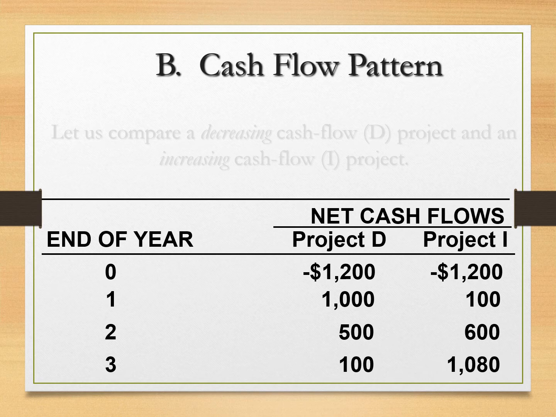For project D, it is receiving $1,000 in first year and $500 in second and $100 in third year. Whereas for project I, it is receiving $100 in first year, $600 in second year, and $1,080 in third year. So for project D, we are receiving higher amounts in the earlier periods, whereas for project I, we are receiving higher amounts in the later periods. Now we apply the four methods and we see what the results are and how these results are different from each other.